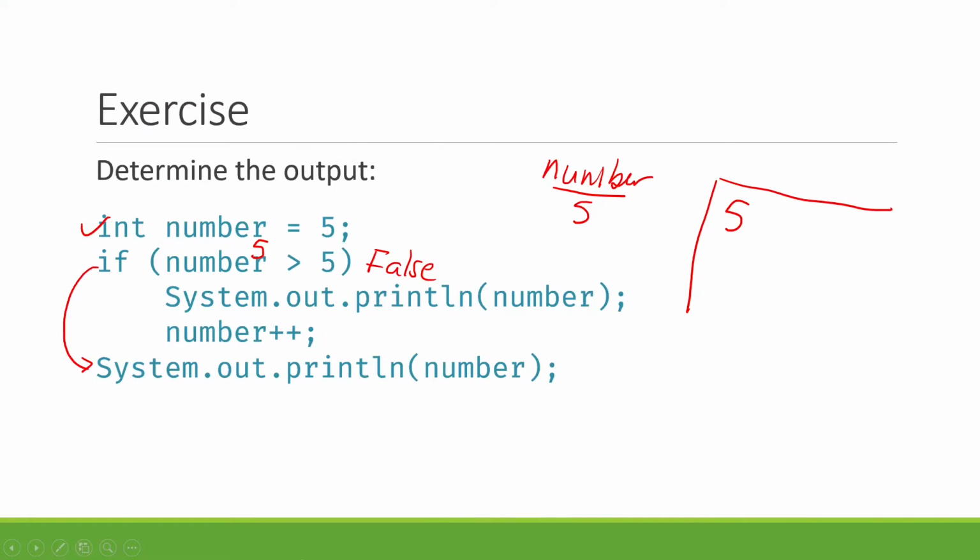The reason why we get a 6 instead of a 5 is because of the missing braces. Because the braces are missing, only this statement here is part of the if block. The number++ is actually not part of the if block. It's just incorrectly indented. Because the if block has no braces, only the first statement under the if is actually inside the if block. Just because we indented number++ does not make it part of the body of the if.